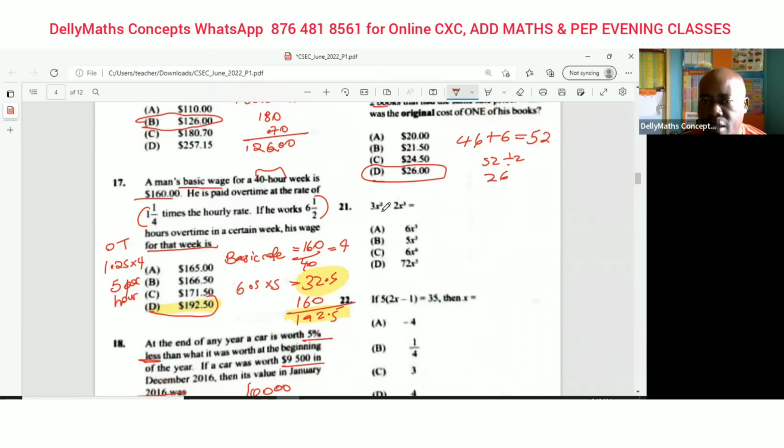All right, so this is going to give us 6 and then x raised to the 5th. So the answer is A, 6x raised to the 5th, because this is 3x squared times 2x to the 3rd. So we multiply 6, and then same base, we add the powers.